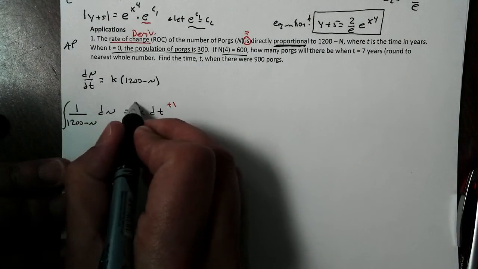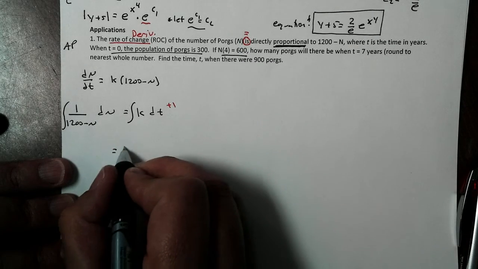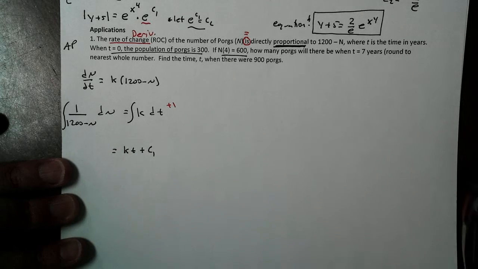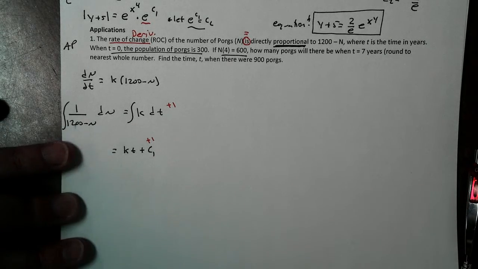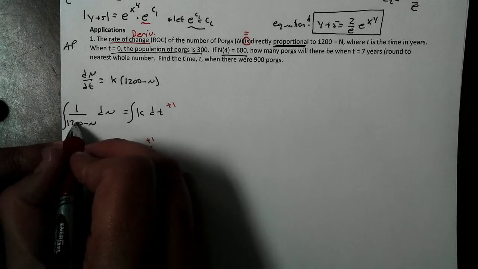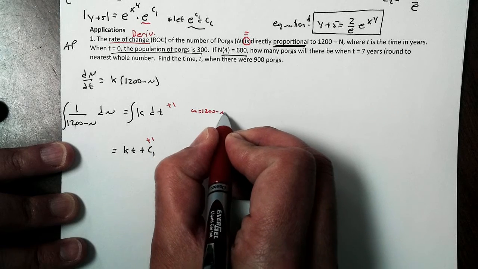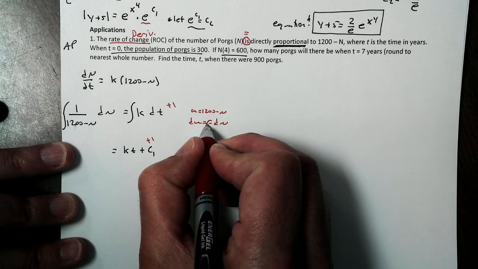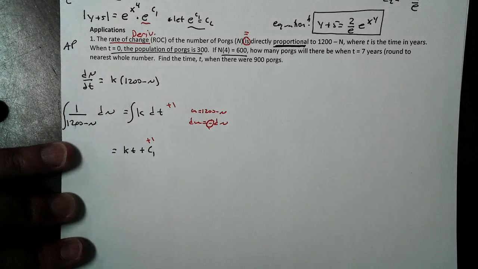When we integrate now, we're going to get the integral of k is kt plus c1. Remember, this is worth a point right here just for having that plus c. Integrating the left side becomes a little bit more tricky. We have to use a u substitution. U here will be 1200 minus n. My du is negative dn. And that's all I really need. I'm going to multiply by a negative when I take my antiderivative.